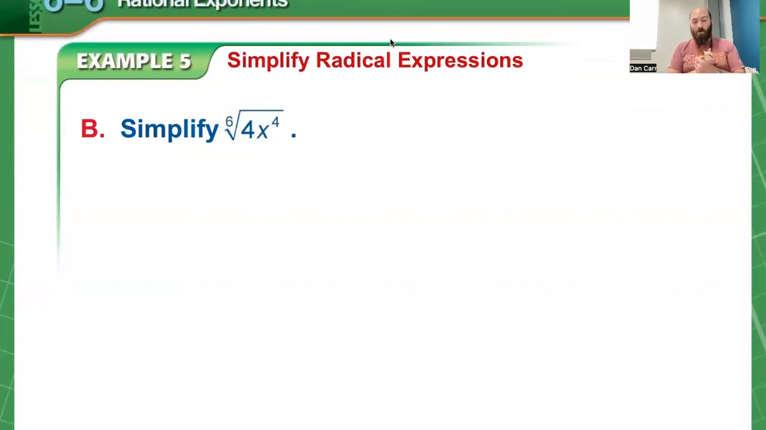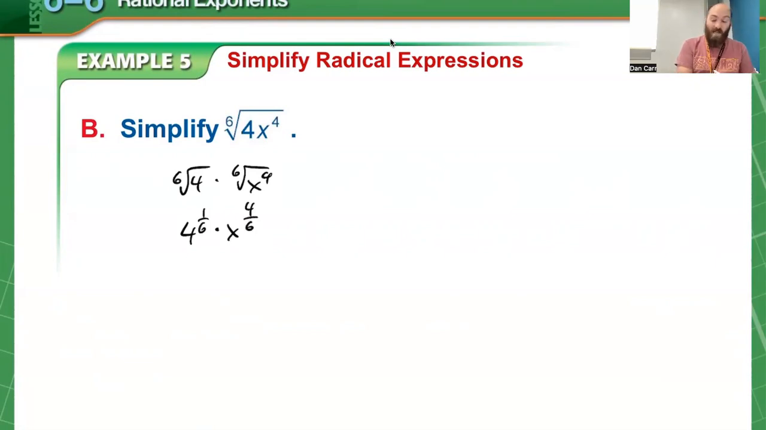Simplify this radical. Again, we're going to use our exponent rules and turn them into rational exponents. This is the same as taking the 6th root of 4 times the 6th root of x to the 4th. So with my exponent rules, I can do 4 to the 1/6 power times x to the 4/6 power. I can reduce x to the 4/6; that'll be x to the 2/3.